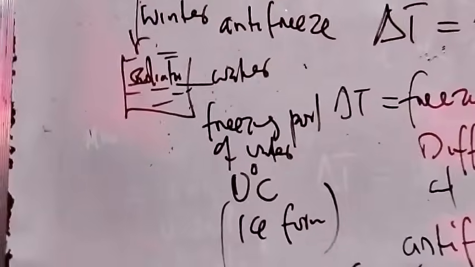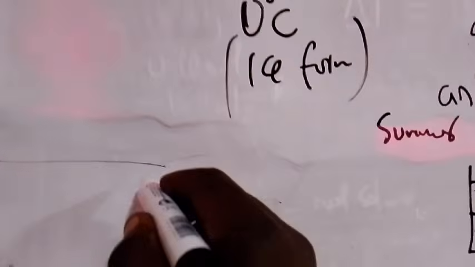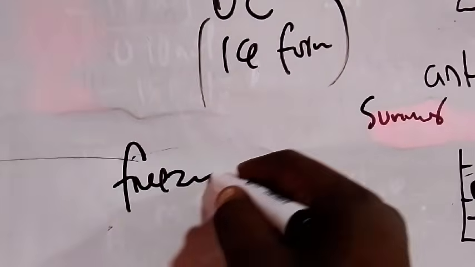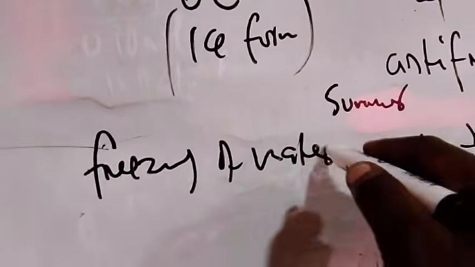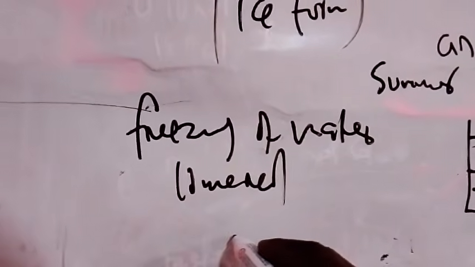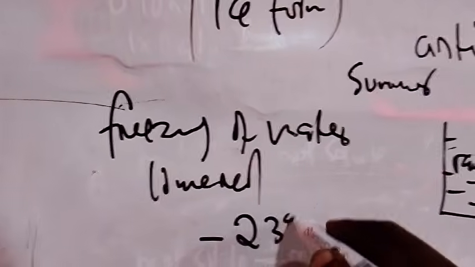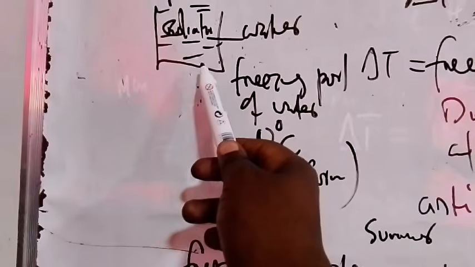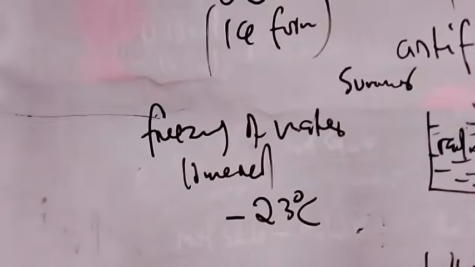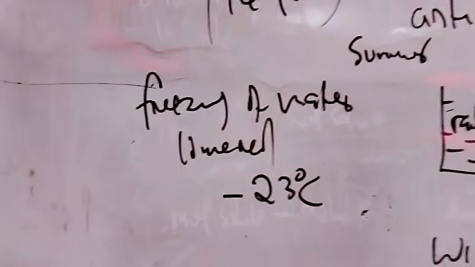So antifreeze will be added to the water in the radiator. As a result, the freezing point of water will be lowered. Instead of freezing at 0 degrees, maybe now the solution can freeze at negative 23 degrees Celsius. So even when it is very cold, it will still be liquid water and not solid inside the radiator. So that is how it works.